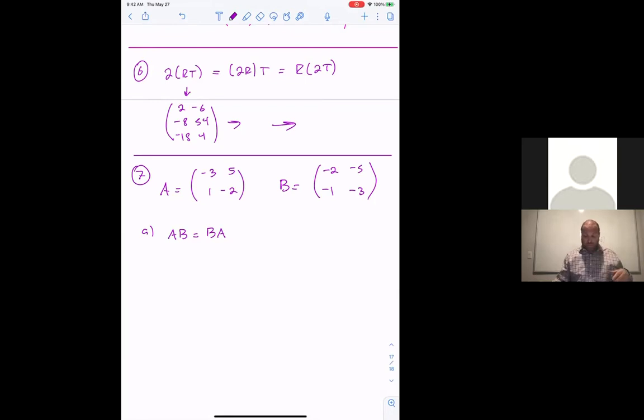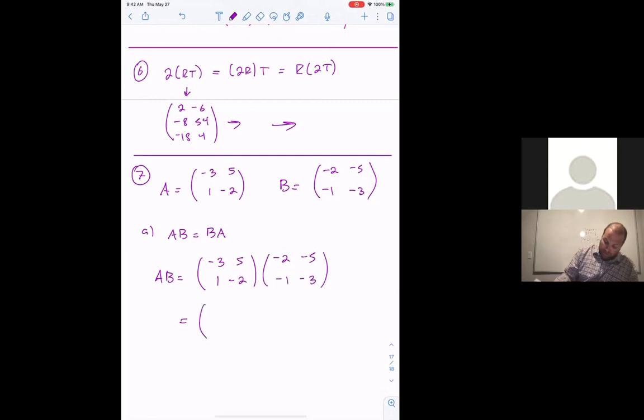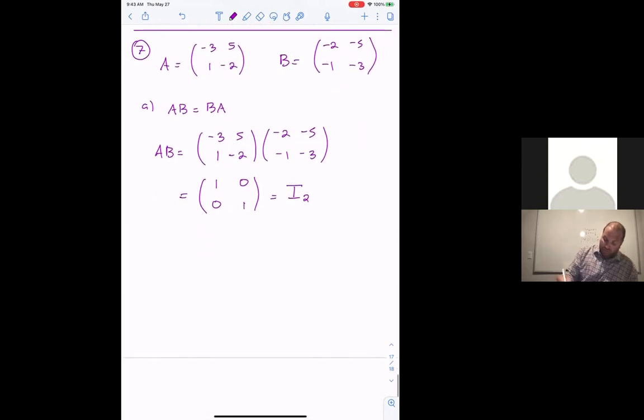Interesting. This is one of those examples where you get the same thing in both directions. So the second matrix, we can do it by hand, it's 2 by 2s. So AB is negative 3, 5, 1, negative 2 times B, negative 2, negative 5, negative 1, negative 3. So 6 minus 5 and 15 minus 15 and negative 2 plus 2 and negative 5 plus... oh, look at that. We get I2. We get the 2 by 2 identity matrix.